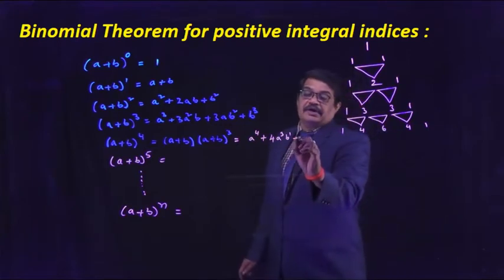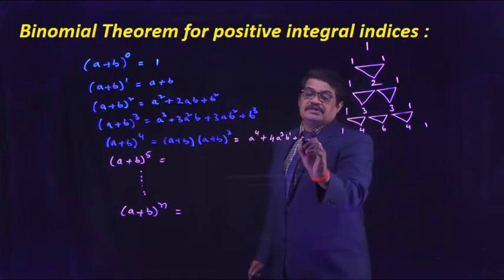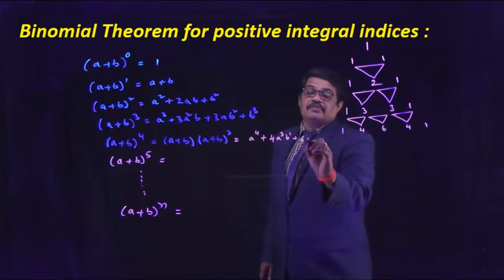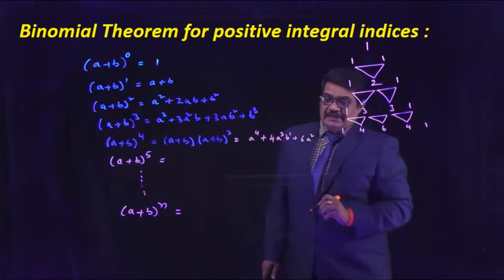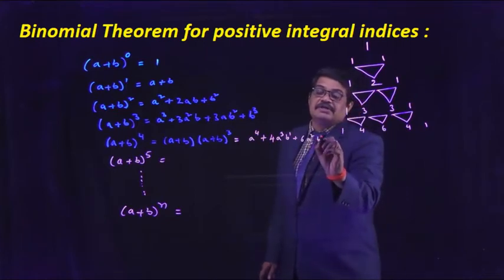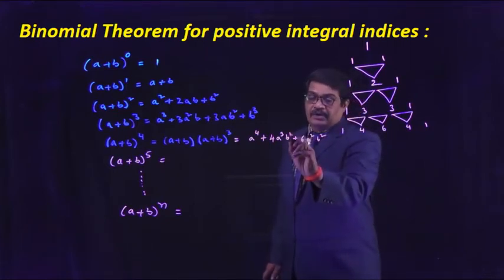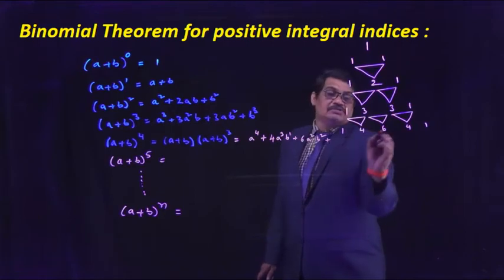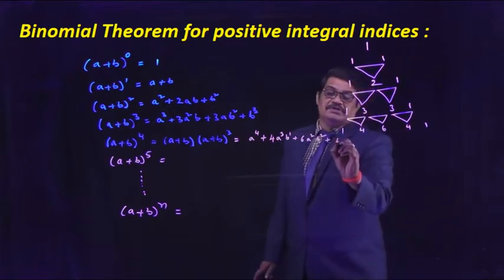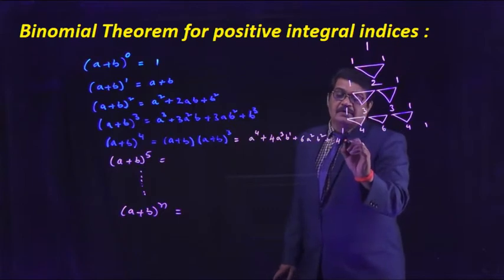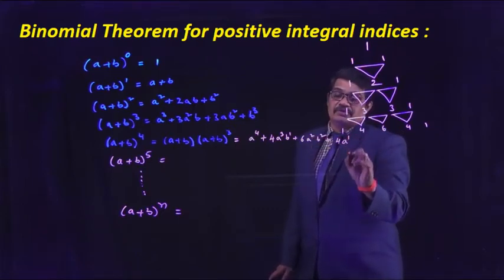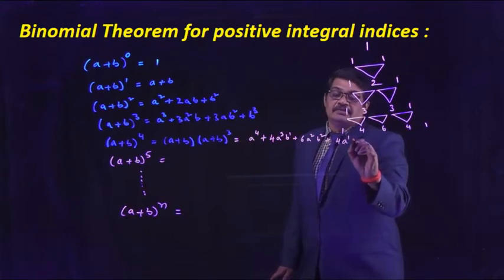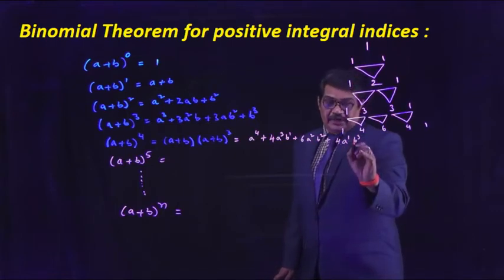Next, the coefficient is 6. Next, the first term power is decreasing. Here A cube, then here we are getting A square, and the second term power is increasing. Here B power 1, here B square. Next term coefficient is 4, and in A, the first term power is decreasing by 1, that is 2 minus 1, 1. And in the second term, the B power is increasing. Here B square, here we are getting B cube.